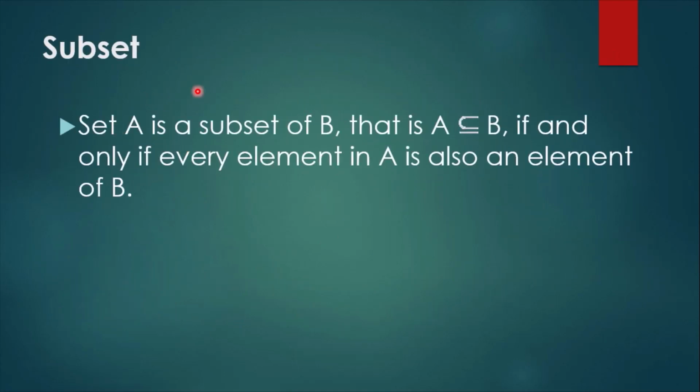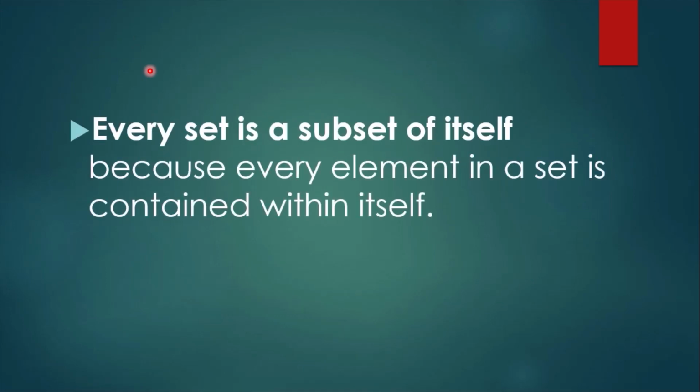Now, let's have this subset para maintindihan nyo lalo. Set A is a subset of B, that is A, the symbol B, if and only if, take note of this, every element in A, so lahat ng element ng A, is also an element of B. Okay? So, ibig sabihin, mas malawak si B kaysa kay A. Lahat ng elements ni A ay nandun sa elements ni B. Okay? So, this is what we call subset. These are the facts. Every set is a subset of itself. Totoo ito. Why? Because every element in a set is contained within itself. So, lahat naman ng elements na nasa set ay nasa kanya. Okay? So, that's why we say every set is a subset of itself.